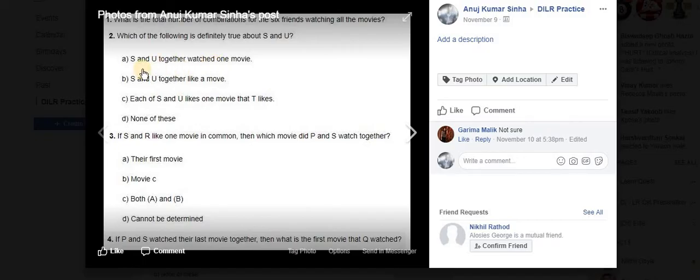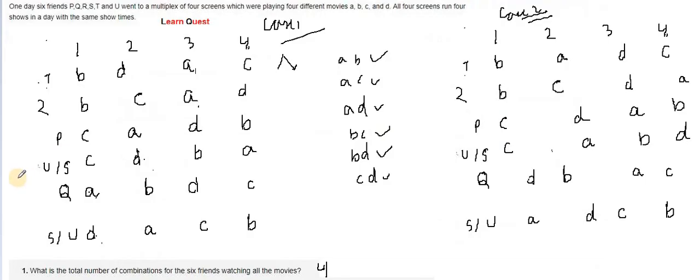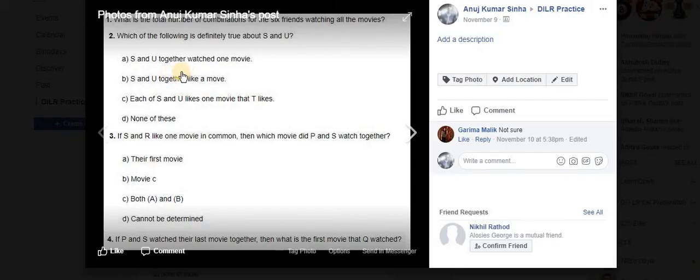Now what's the second question? Which of the following is definitely true about S and U? S and U together watched one movie. Is it true? These are S and U. So CD and AB, BA, and if here it is BC, here it is AB, here it is DA, here it is CB. Not true. CA, AD, BC, DB. Not true. So the first one is not true.